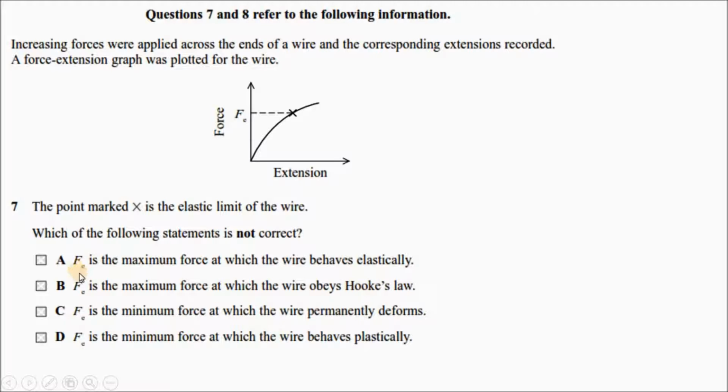No, of course, our option should be B because we need to find the statement which is not correct, and statement B is saying that Fc is the force at which the wire obeys Hooke's law. You see, we don't have a straight line. So if we don't have a straight line, how can we say that it is obeying Hooke's law? So it is not obeying Hooke's law. This is the wrong statement. So our option is B.